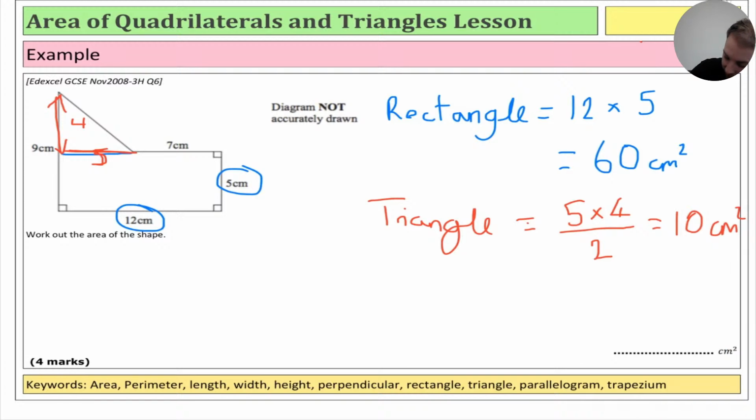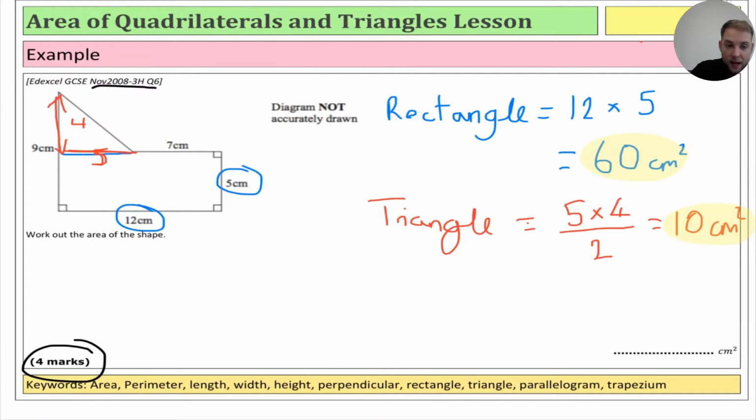Now we know that the area of the rectangle is 60 centimetres squared. We know the area of the triangle is 10 centimetres squared. So the last little part you need to do is add them together. Now notice that this is 4 marks. This actually came up on a past paper question. It was in November 2008.